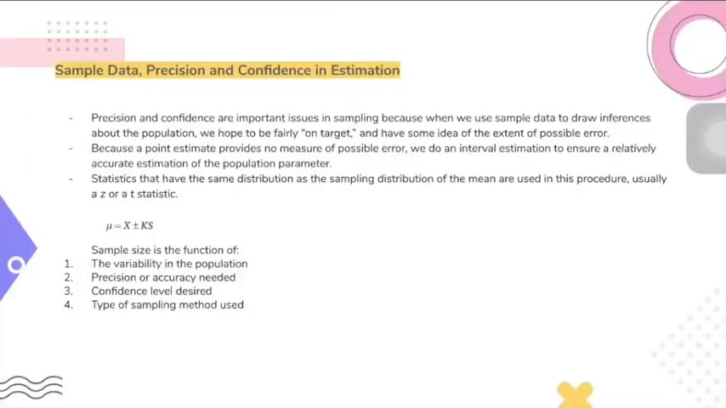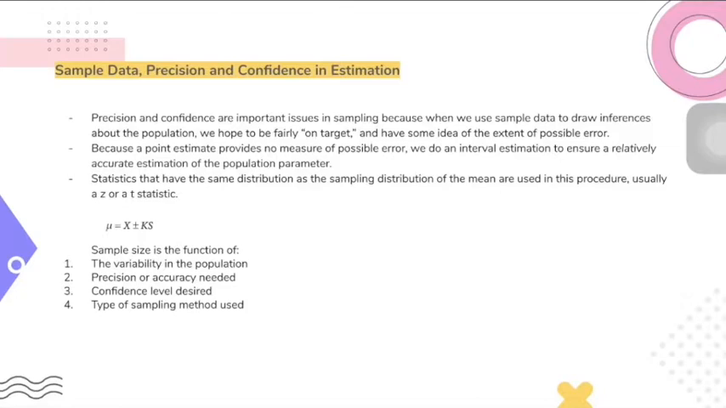Precision and confidence are important issues in sampling because when we use sample data to draw inferences about the population, we hope to be fairly on target and have some idea of the extent of possible error. Because a point estimate provides no measure of possible error, we do an interval estimation to ensure a relatively accurate estimation of the population parameter.